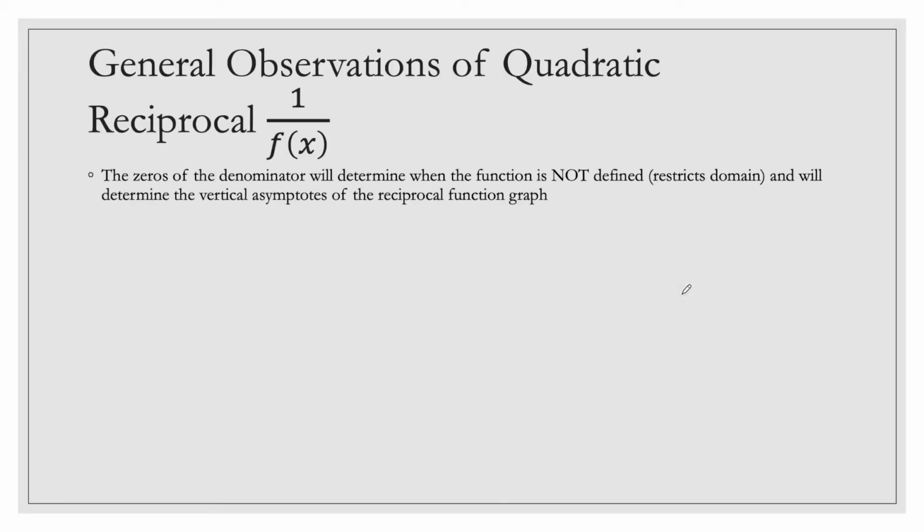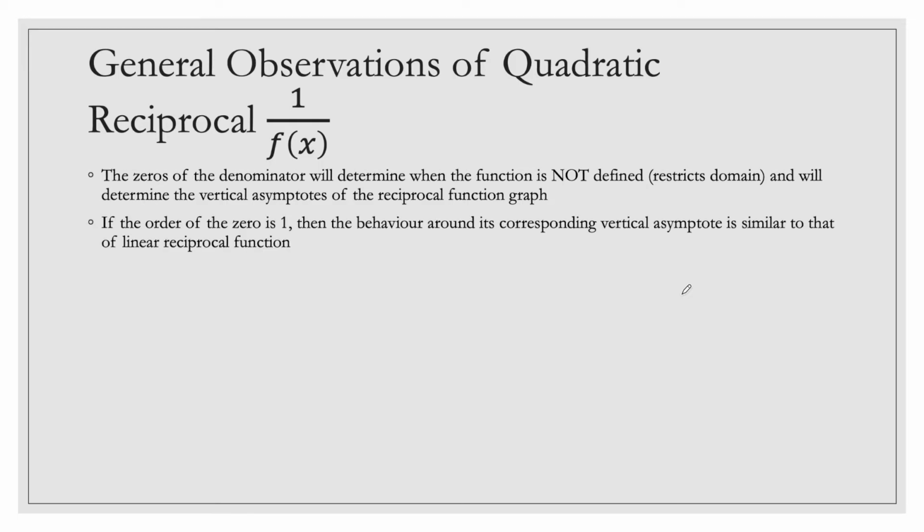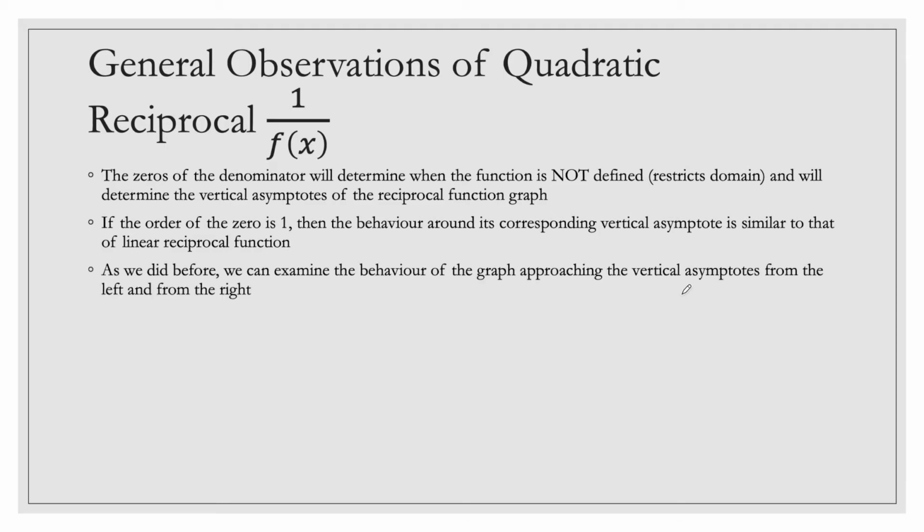We first notice that the zeros of the denominator will determine when the function is not defined, or when the domain is restricted. And this will also determine the vertical asymptotes of the reciprocal function graph. So this is not too different from the reciprocal of linear functions. If the order of the zero is 1, then we saw that the behavior around its corresponding vertical asymptote was very similar to that of linear reciprocal functions. Having said that, we can still examine the behavior of the graph approaching the vertical asymptotes from the left and from the right using the same method as before.